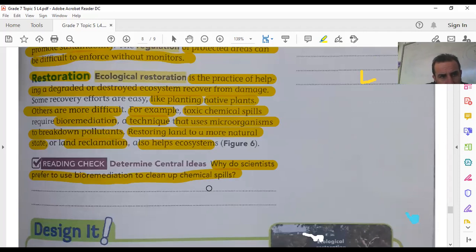Why do scientists or engineers prefer to use bioremediation to clean up pollutants or contaminants, to clean up chemical spills? Why do they prefer bioremediation?